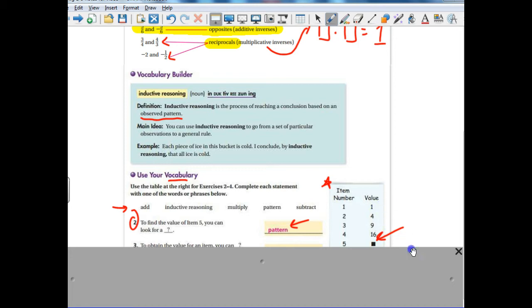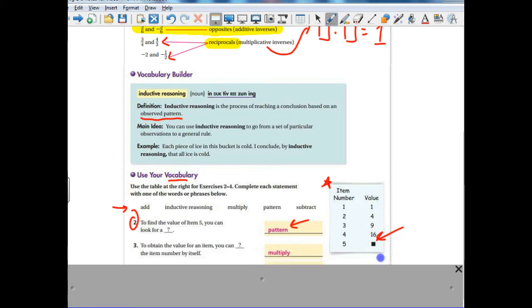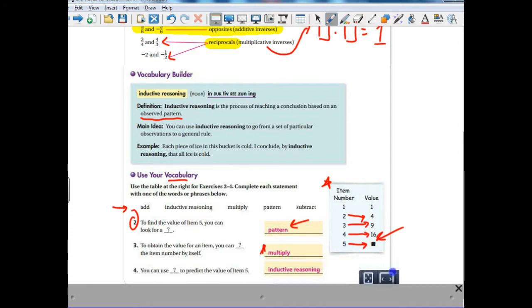You look for a pattern. Look, 1, 4, 9, 16. You probably could figure out that next number. To obtain the value for an item, you can blank the item number by itself. What they're saying here is if you notice that 2 times 2 gave me 4, 3 times 3 gave me 9, 4 times 4 gave me 16, you figured out, hopefully, that you could multiply 5 times 5 to get that last box right there. And how did you do that? You used inductive reasoning because you based it on this pattern that you saw in the table. So there's a fast example of what they are having you look at here in chapter 1, section 9.